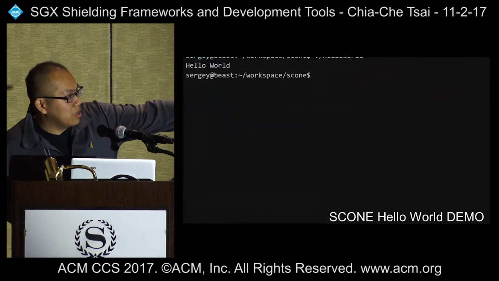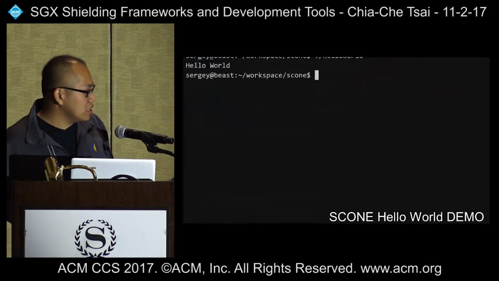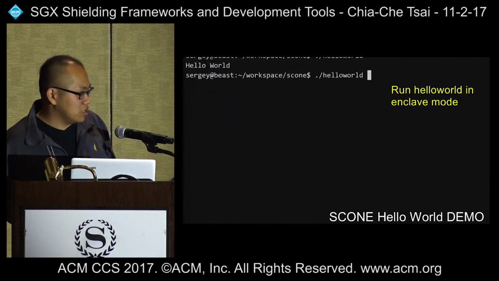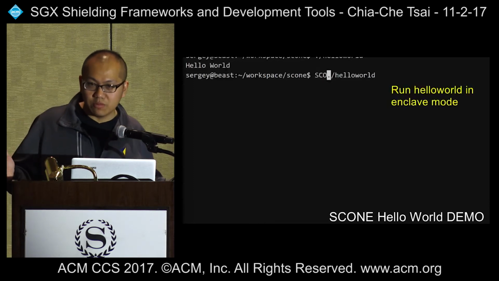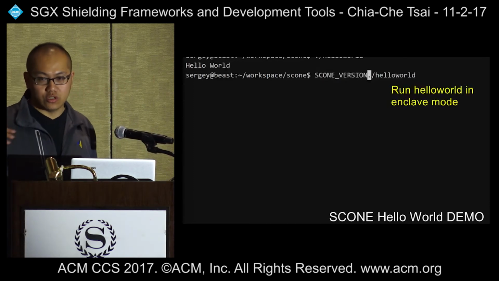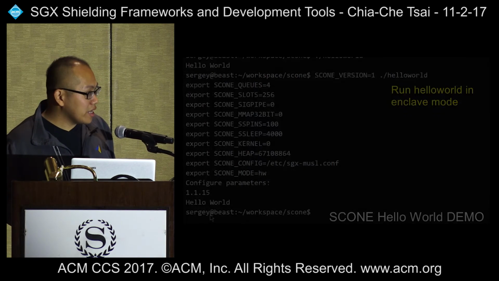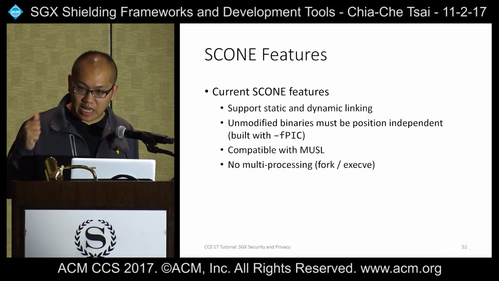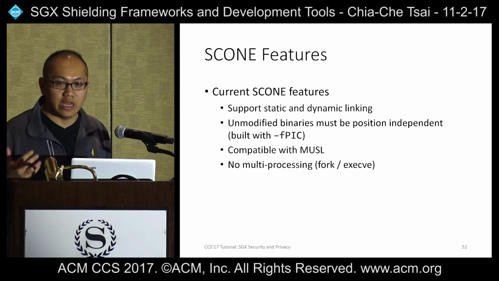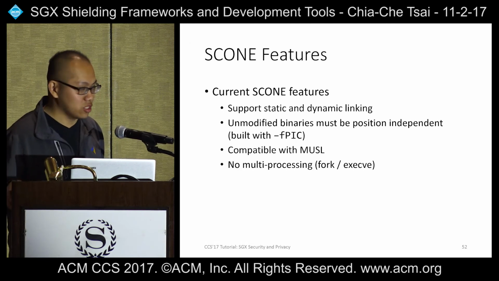So you enable the Enclave modes. Now they run inside the Enclave and also show the hello world. So it's very simple. You just use the cross compiler. They should solve all the problems for you. Right now, it can support both static linking and dynamic linking, and also support unmodified binaries, just like Graphene.